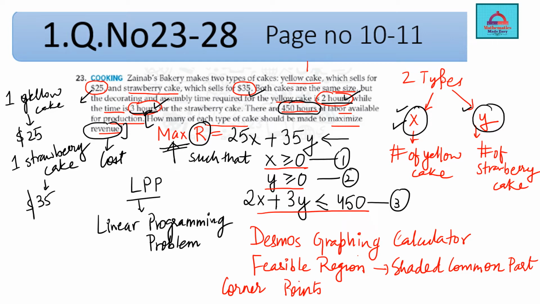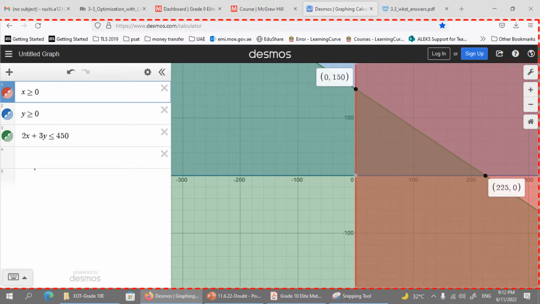At those corner points, the coordinates x comma y, we are going to calculate our objective function, our revenue function, and wherever it takes the maximum value, that would give us our answer, our values of x and y. So let's go to Desmos and complete our solution.